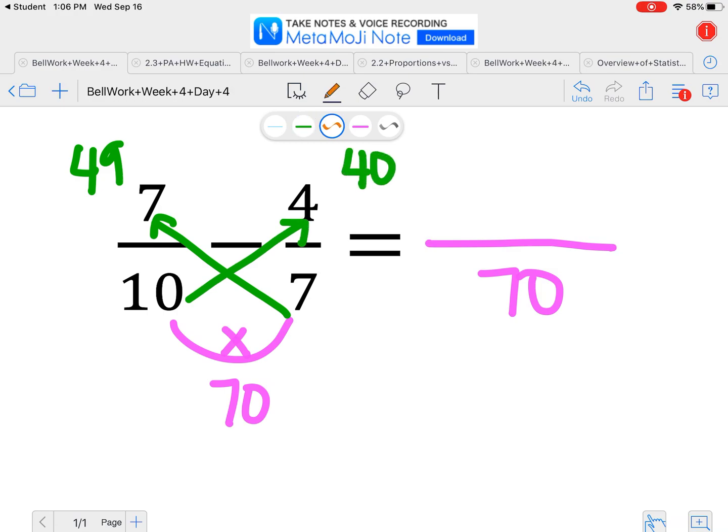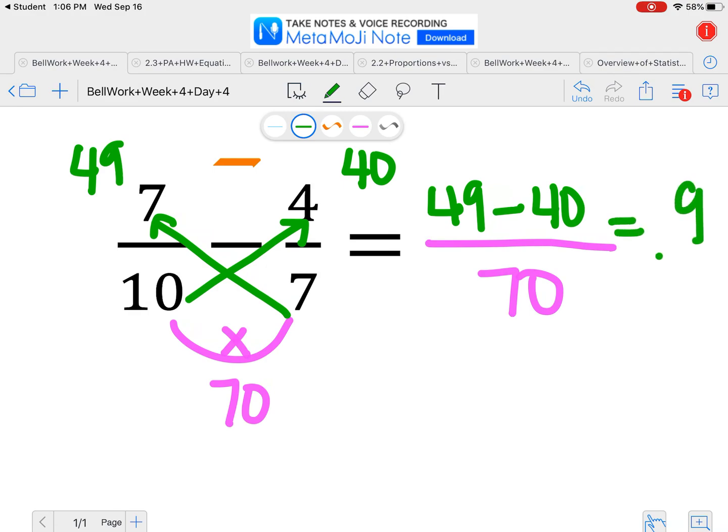This question, though, is a subtract question. So I need to write 49 minus 40. That would be 9 over 70. That answer cannot be simplified, so that is our final answer.